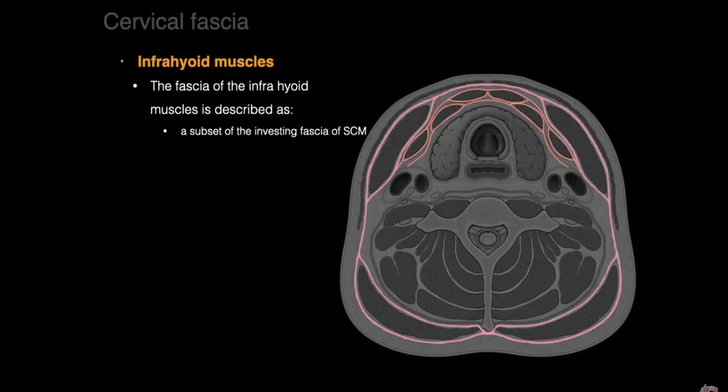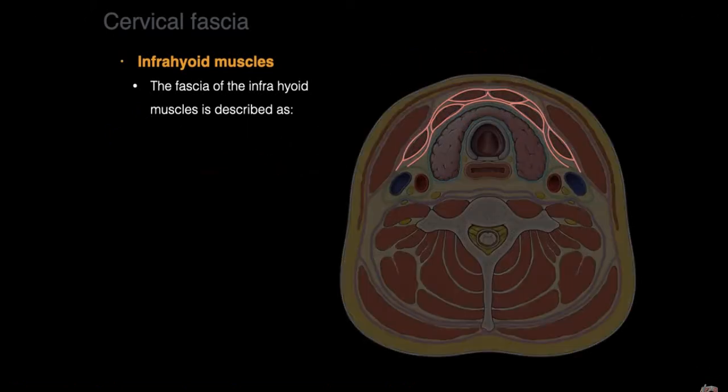But some anatomists and surgeons will say, well, actually, the fascia around the infrahyoid muscles is a subset of the deep investing fascia. So we're going to take the infrahyoid muscle fascia and put it with the deep investing fascia. And then some clinicians will say, it's its own fascial compartment. We'll call it the middle layer of deep cervical fascia.